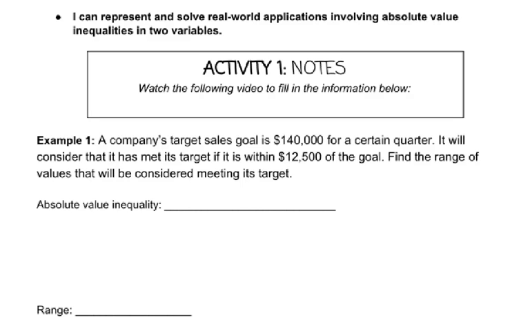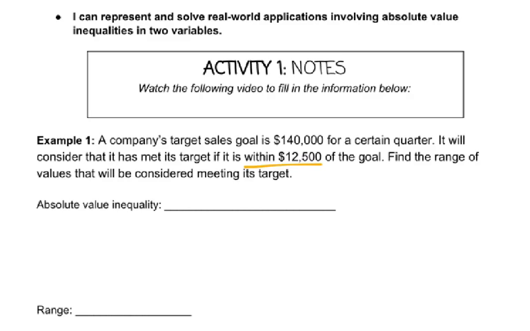The company's target sales goal is $140,000 for a certain quarter. It will consider that it has met its target if it is within $12,500 of the goal. Find the range of values that will be considered meeting its target. Now, underline this phrase, within $12,500, because that is what tells me that we're dealing with an absolute value inequality.